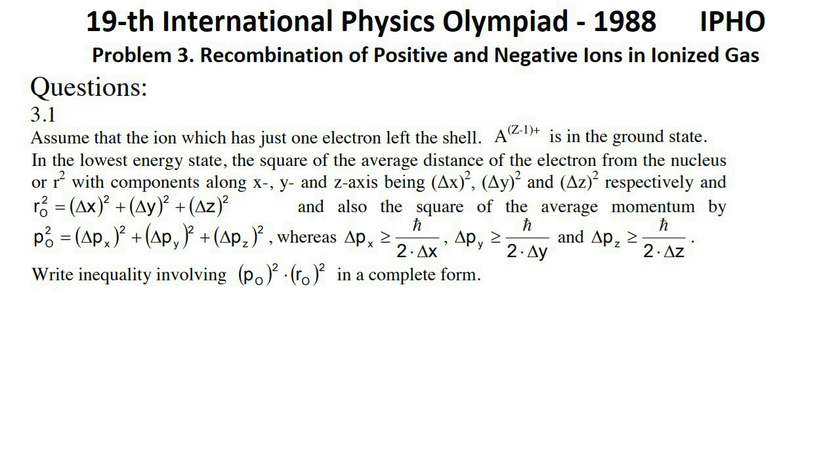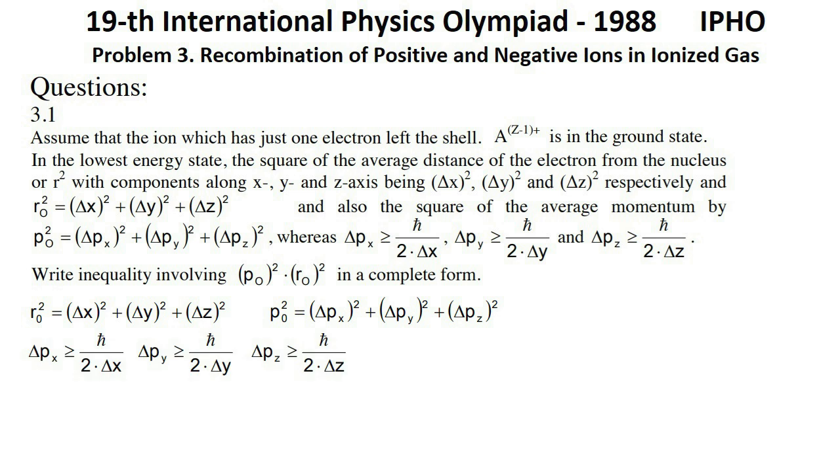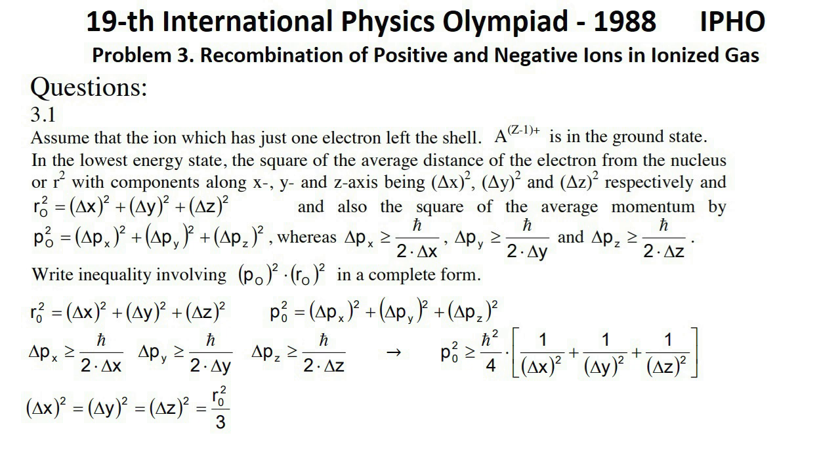Solution to question 1. According to the condition for coordinates r0 and momentum p0, we have the following relations. Since the uncertainty principle holds for momenta, we have the following inequality for expressing p0. Due to symmetry, the following relations hold for coordinates. Substituting them into the previous formula yields the following inequality: p0 squared r0 squared is greater than or equal to 9/4 of Planck's constant squared. This was the solution to question 1.